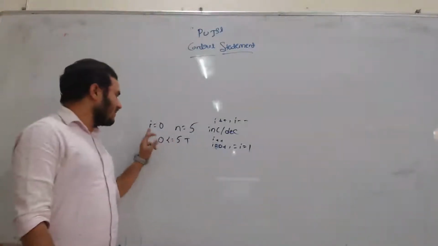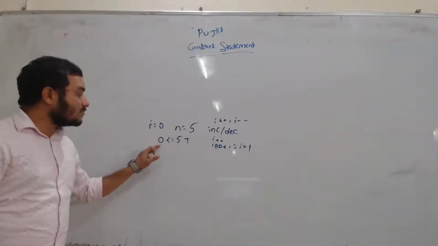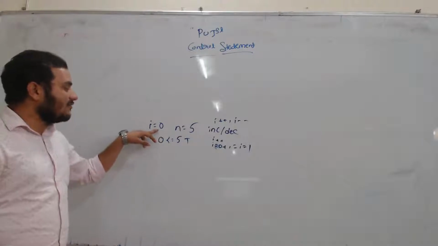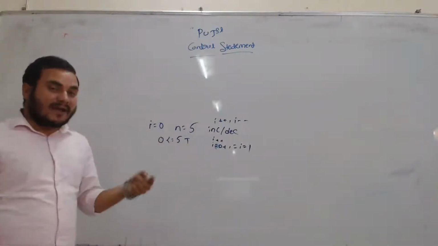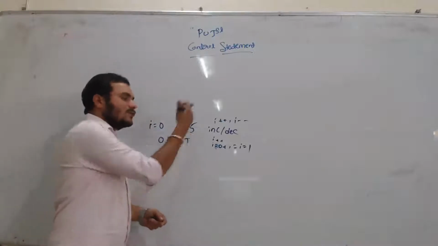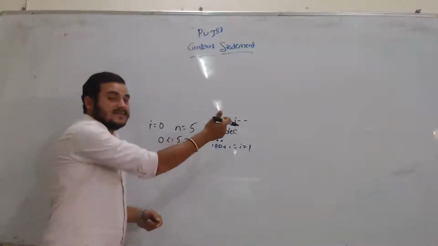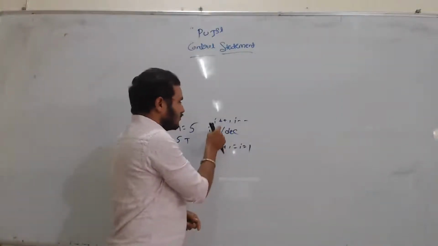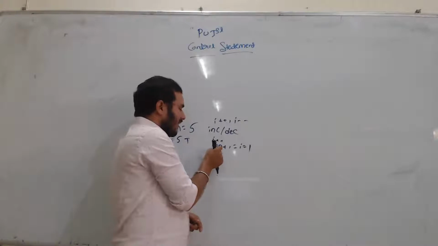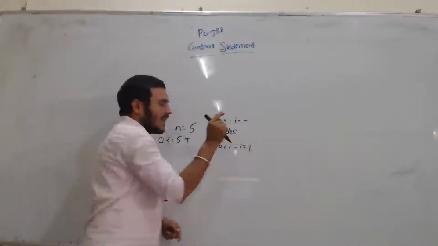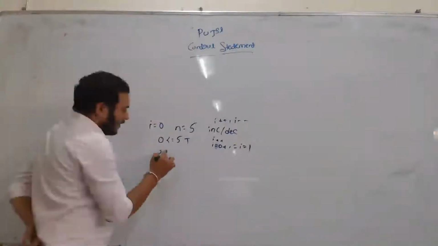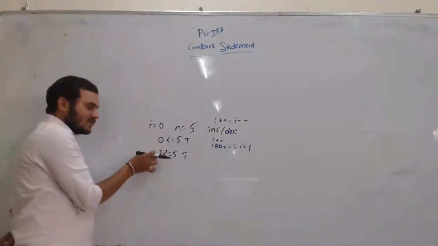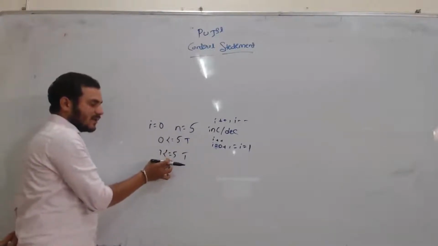First I will initialize a particular value, so i is equal to 0 as the initial value. Then the condition is checked and becomes true, then it goes to the next statement and increments. So i starts with 0, then 0 plus 1, then i becomes 1. Then 1 less than or equal to 5, again the condition becomes true.